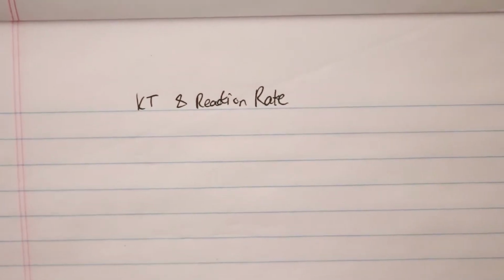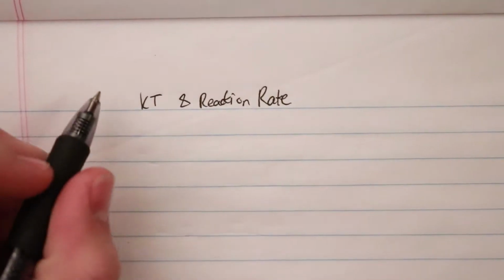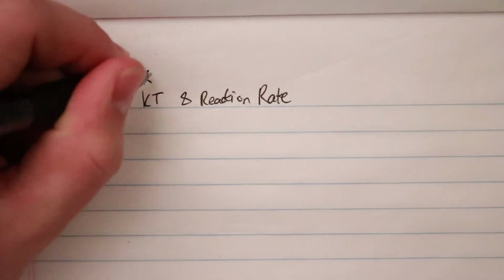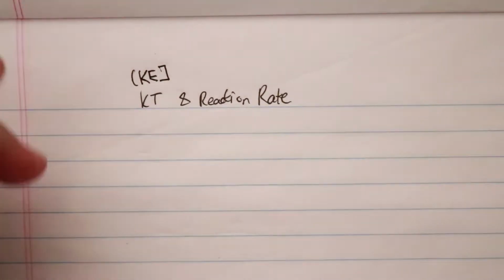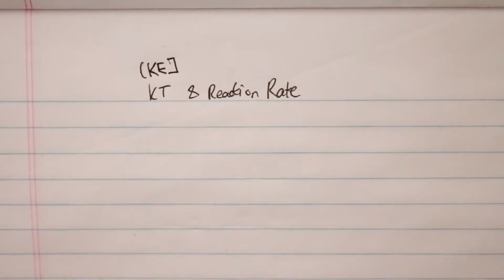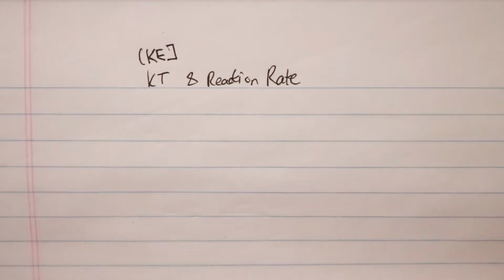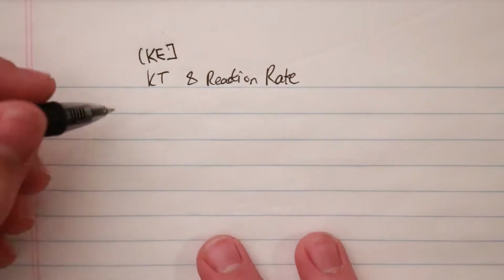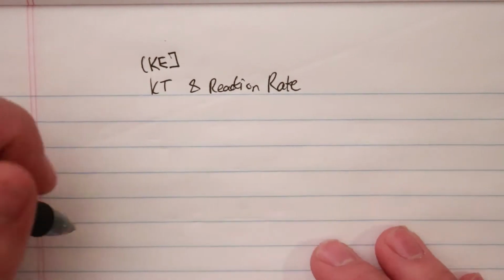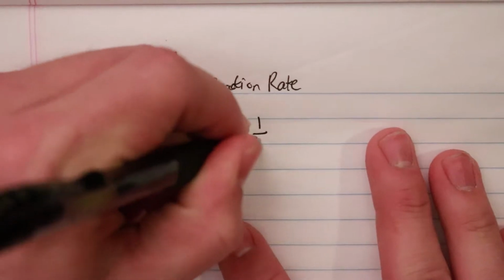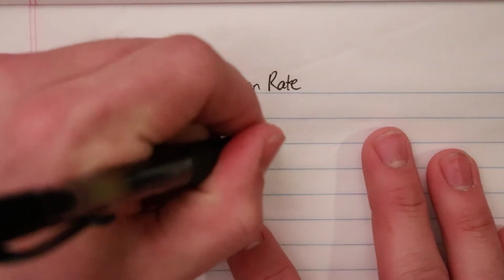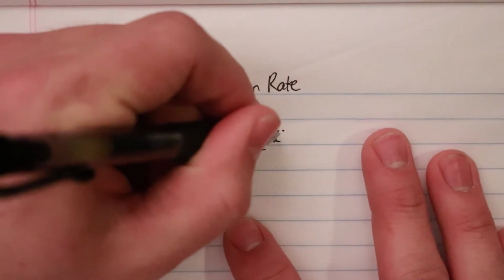Alrighty, so today I want to talk about kinetic energy, or KT. Some people will also write it KE, and I want to talk about how that affects reaction rate. Now, this can also be called Maxwell-Boltzmann distribution, and I'm going to show you some graphs and kind of some stuff that happens. But first, I'm going to talk about the general idea.